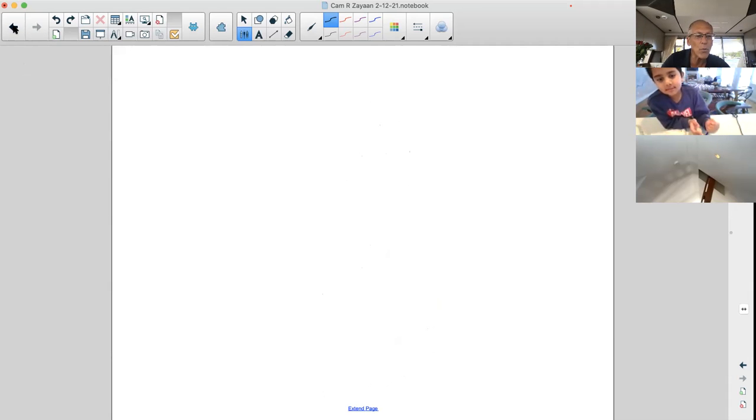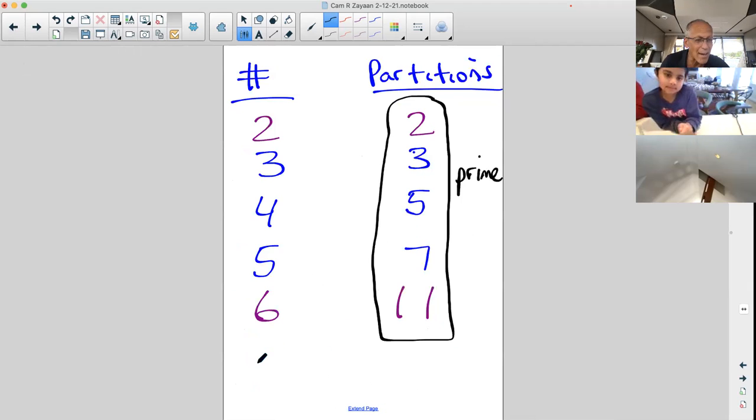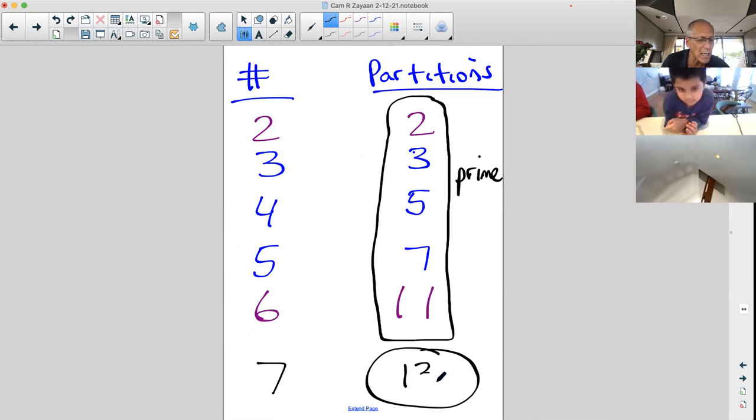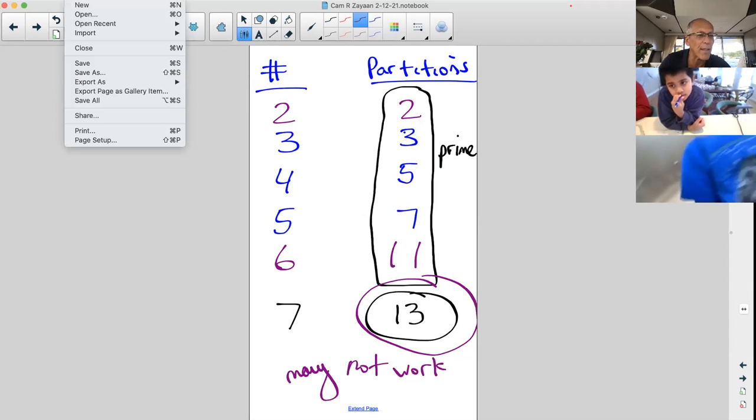Now, I want you to think of this beautiful pattern. And right now with your dad, what I would do is I would partition the number 7, and my conjecture would be that the next prime number, 13, would be the number of partitions. But beware that it may not work. So I want you to work hard at it, then try 8, then try 9, then try 10.